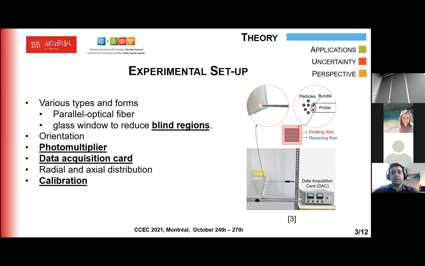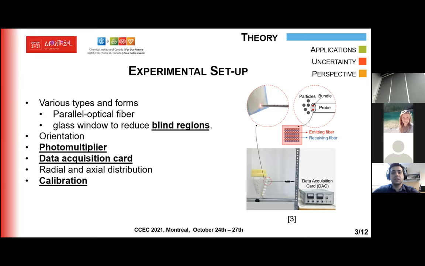Blind regions are areas that light fails to illuminate or fails to return to the probe. Parallel optical fiber bundle probes reduce these blind regions. For other types of probes, a glass window at the tip of the probe is necessary to reduce blind regions. After receiving the reflection of the emitted light, photomultipliers convert the light signals into electrical signals.